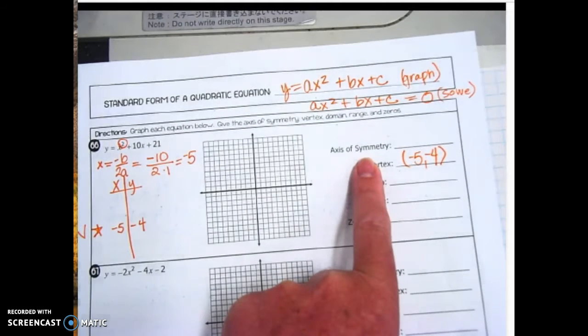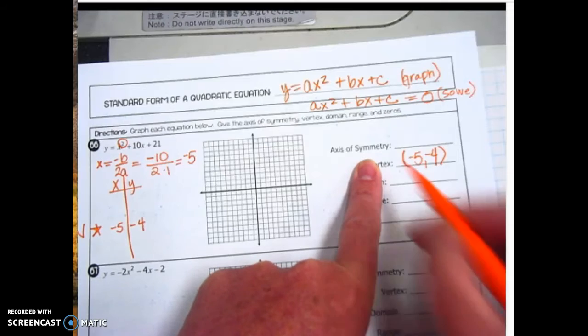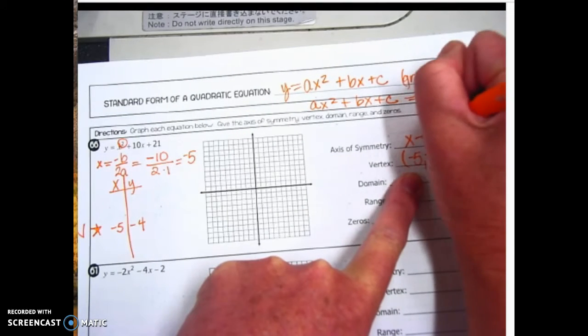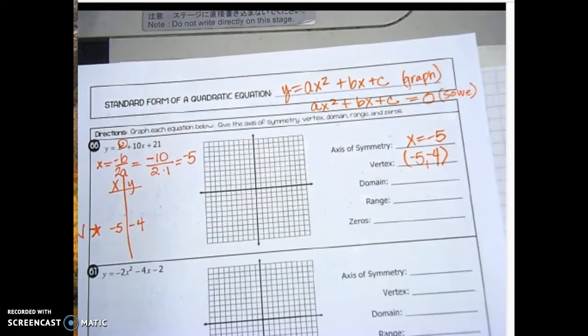Our axis of symmetry, or our line of symmetry, whichever you want to call it, is going to go through that point. So it's going to be at x equals negative 5. That's the line that's going to go up and down.